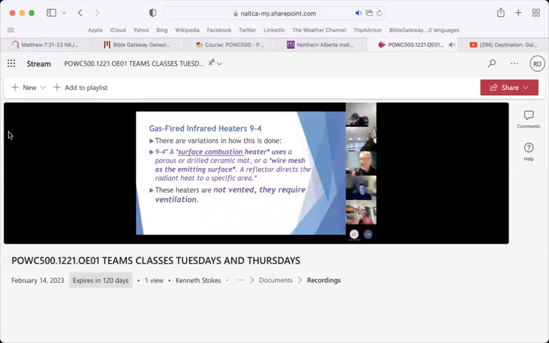The variations on the theme: a surface combustion heater uses the porous or drilled ceramic mat, wire mesh as the emitting surface, and a reflector directs the radiant heat into the area. These are not vented, which means they require ventilation.